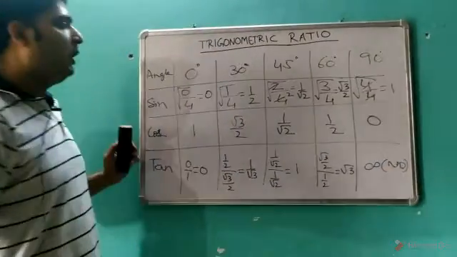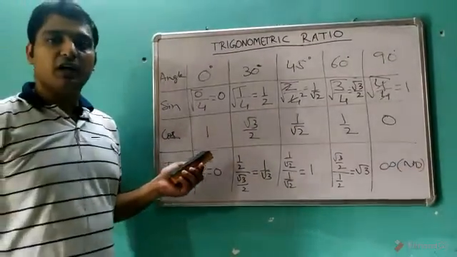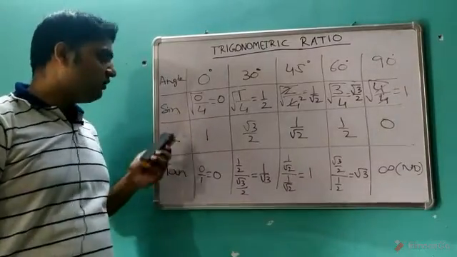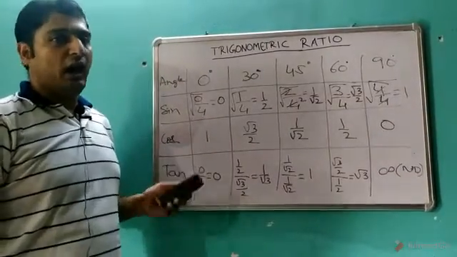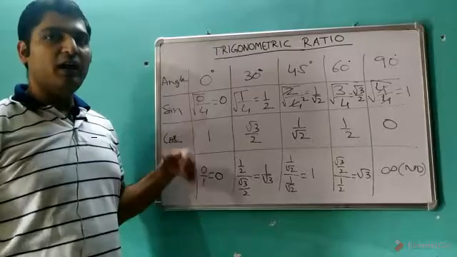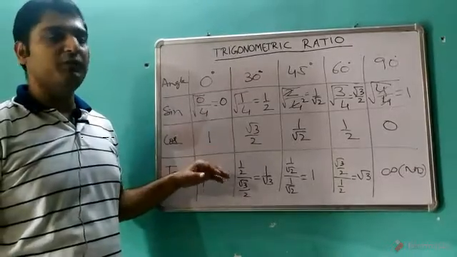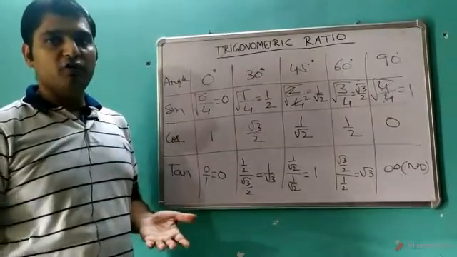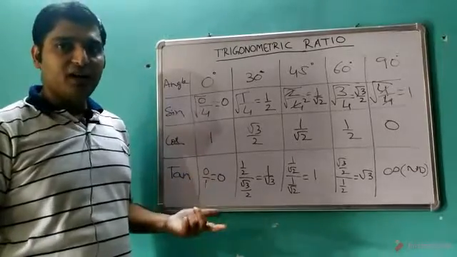So in this way, we get the values for the different angles in case of sine, cos, and tan. And by reversing these values, or taking the reciprocal of these values, we get the other trigonometry ratio values, that is cosec, sec, and cot.